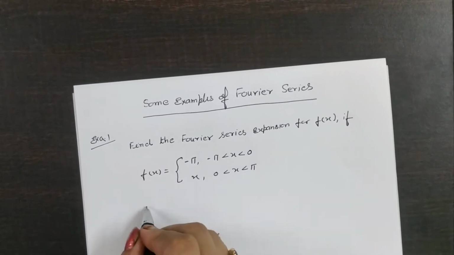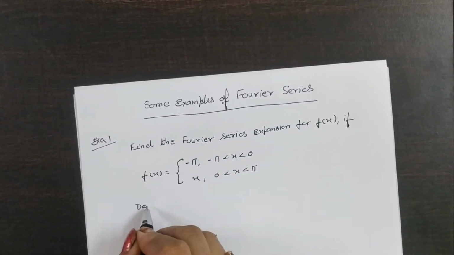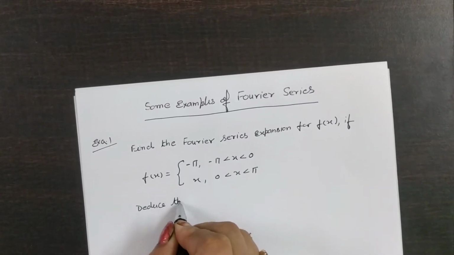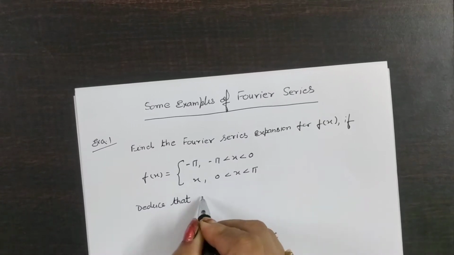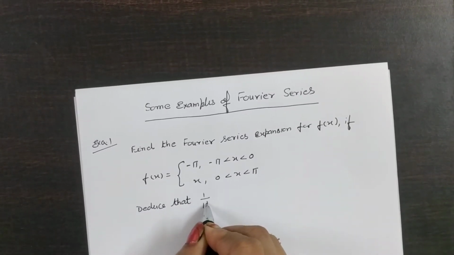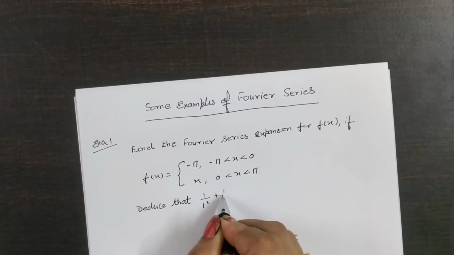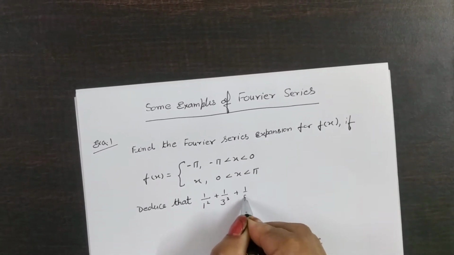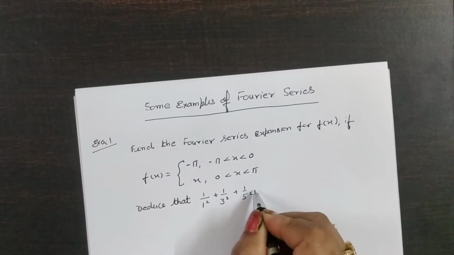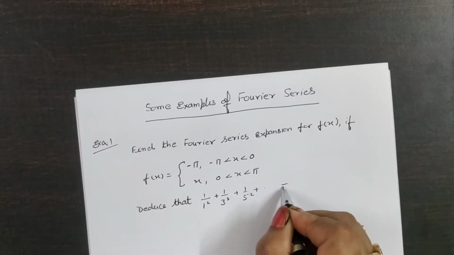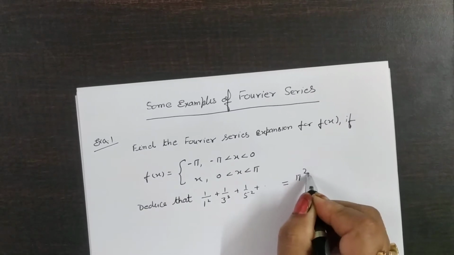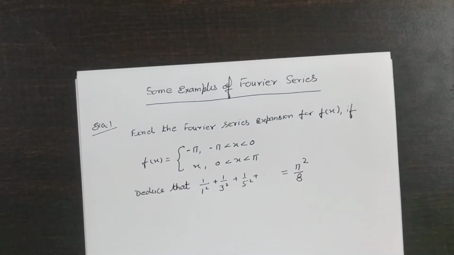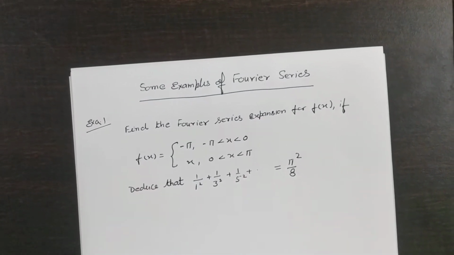and deduce that 1 by 1 square plus 1 by 3 square plus 1 by 5 square plus so on is equal to pi square by 8. This is the question which we want to solve.